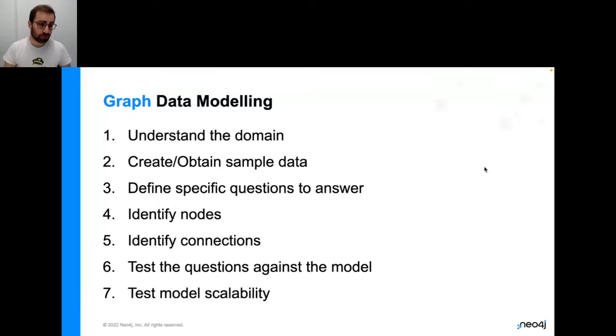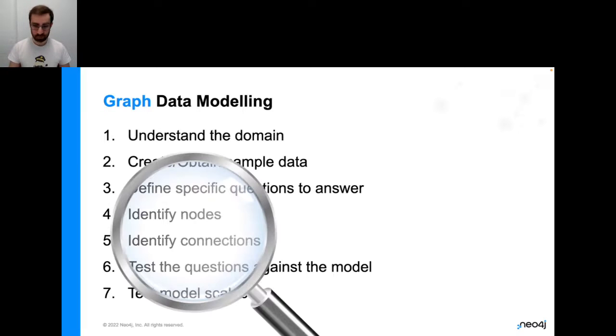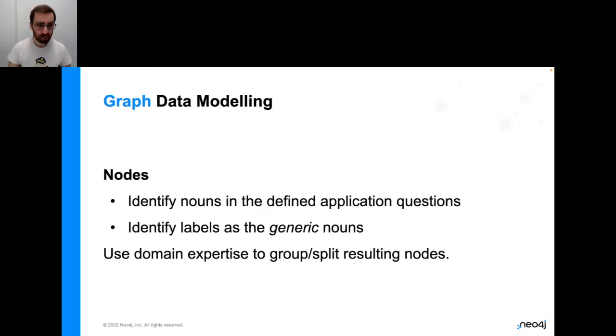Then, of course, will come the graph-specific parts: what parts of my graph will be nodes, what parts will be relationships. And then test: once you have your graph, test the model against the sample data set, and then test it again with a larger data set if you can. So let's zoom in a little bit on the graph-specific parts. And that's a rule of thumb, right? That's not always true, but it's always a good way to start when you don't really know how to do it.